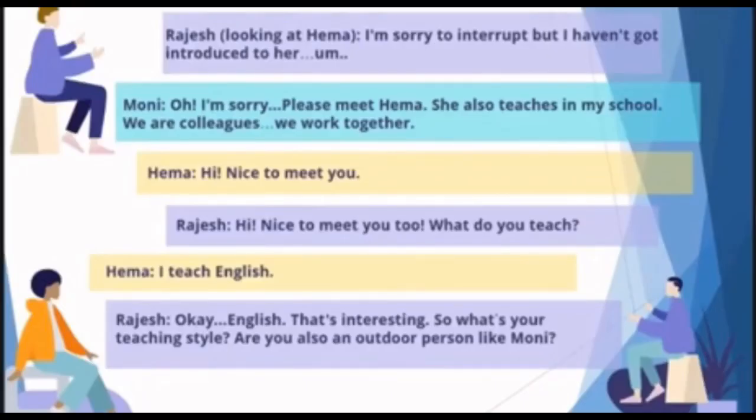Here is a conversation between three teachers. They are Rajesh, Moni, and Hema. Now Rajesh is speaking to Moni and looking at Hema. I'm sorry to interrupt, but I haven't got introduced to her. Now Moni is replying, oh, I'm sorry. Please meet Hema. She also teaches in my school. We are colleagues. We work together.